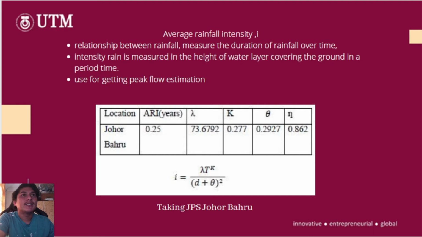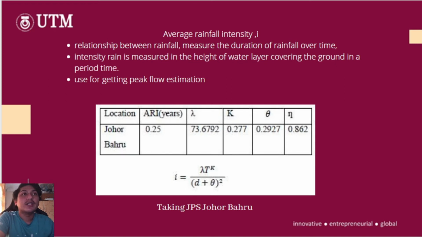So to calculate the peak discharge flow, we have to determine first the average intensity. Average rainfall intensity is the relationship between rainfall, measured by the duration of rainfall over time. Rainfall intensity is measured as the height of the water layer covering the ground in a period of time. So we use the location of Johor Bahru and take a 0.25 year ARI.